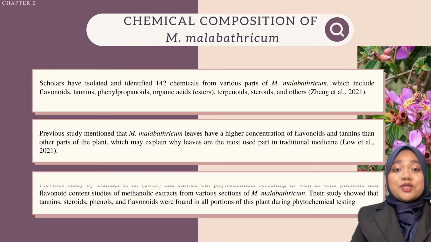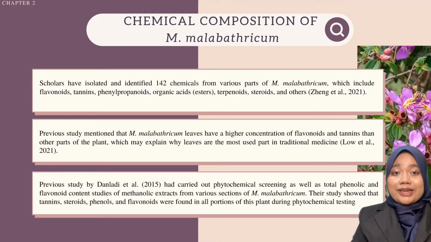Now, let's move on to chemical composition of malabatricum. Scholars have isolated and identified 142 chemicals from various parts of malabatricum, which include flavonoids, tannins, phenylpropanoids, organic acids, ester, tryptophanate, steroids, and others. Previous study mentioned that malabatricum leaf has a higher concentration of flavonoids and tannins than other parts of the plant, which may explain why leaves are the most used part in traditional medicine.